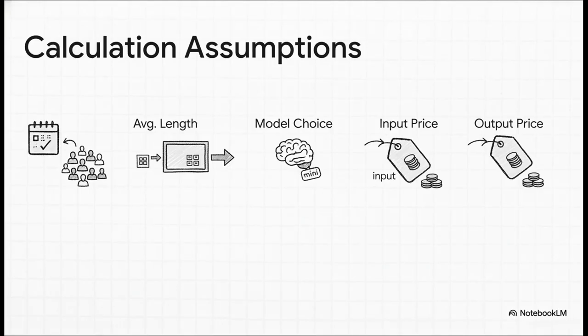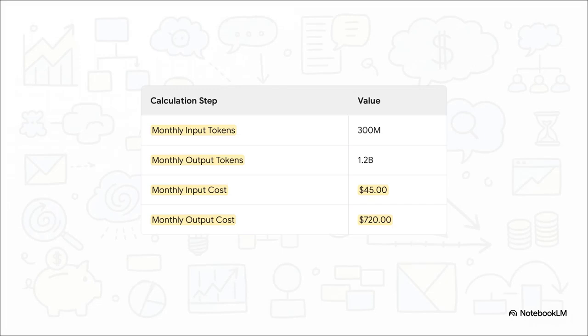Okay, first, we need to lay out our assumptions. We've got our daily volume, 100,000. We've measured the average call and found it's about 100 input tokens and 400 output tokens. And we've made a smart product decision. We're using the cheap and fast GPT-4o Mini, where input costs 15 cents a million tokens and output is 60 cents. And now, let's crunch the numbers. Over a 30-day month, that adds up to 300 million input tokens and a whopping 1.2 billion output tokens.